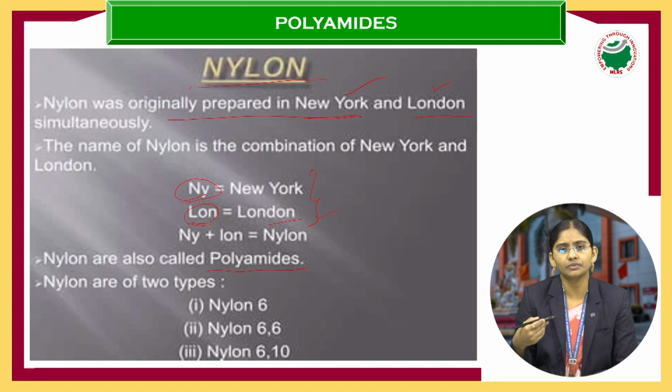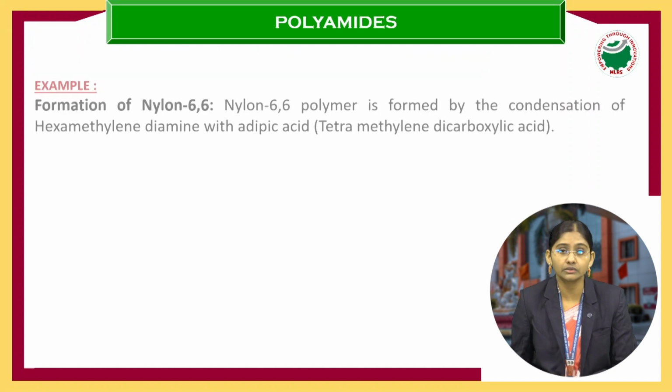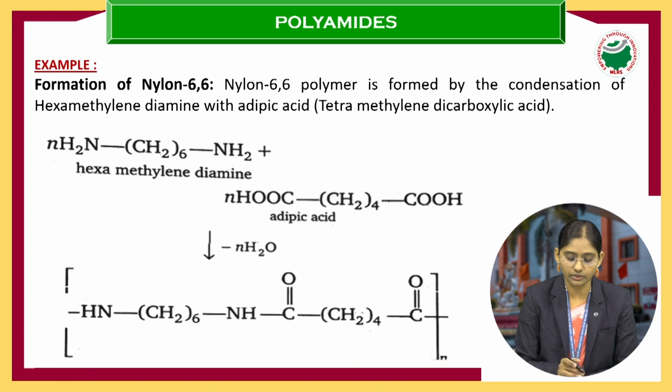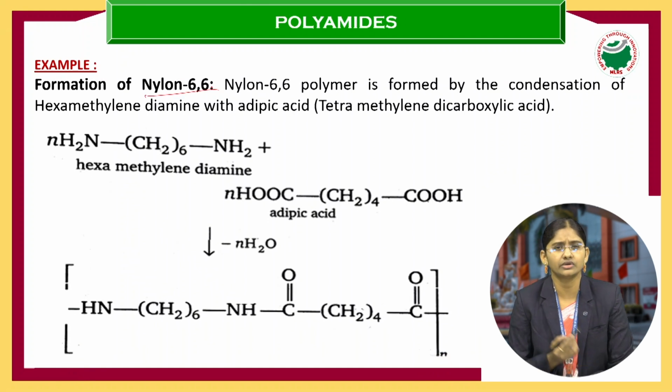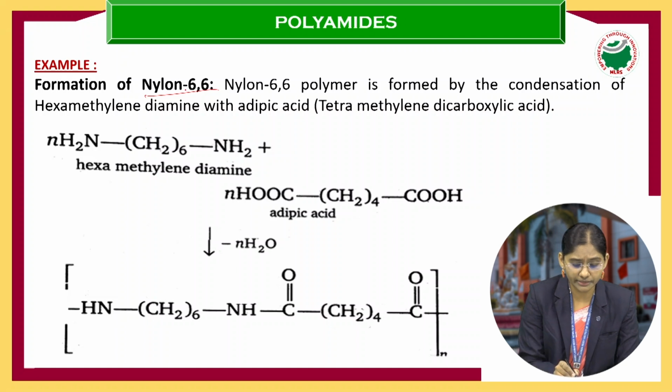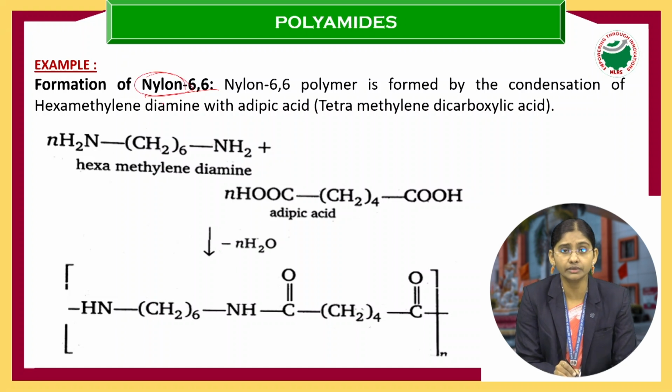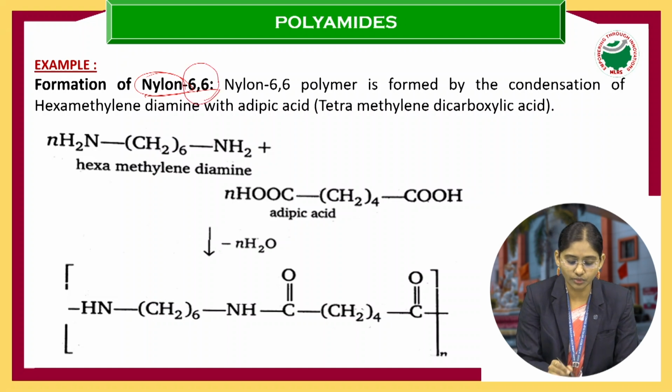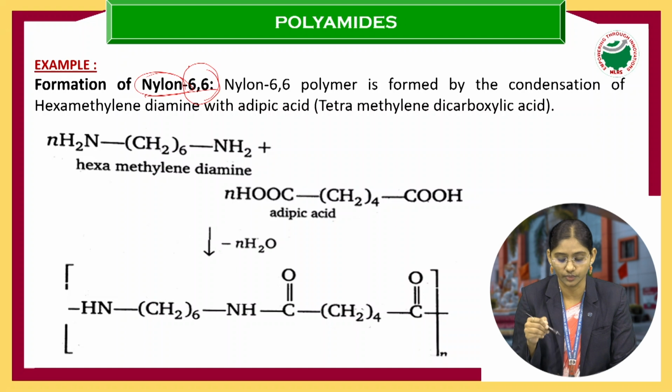There are different types of polyamides, that is, different nylons: nylon 6, nylon 66, nylon 610, like this different classes of nylons are there. In your syllabus we have nylon 66, so now we'll discuss nylon 66. What is the meaning of nylon? Just now we discussed: it is named after the two cities. And next, what is the meaning of 6,6? Now we will see that.